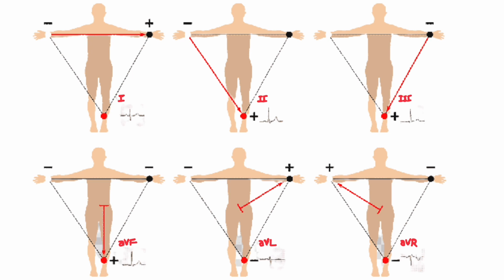Now coming to augmented limb leads, they record the voltage of the corresponding extremity. For example, when AVF is being recorded, the electrode which is present on the left leg acts as the positive electrode and the average of the remaining two negative electrodes is the reference point. Similarly, AVL and AVR.